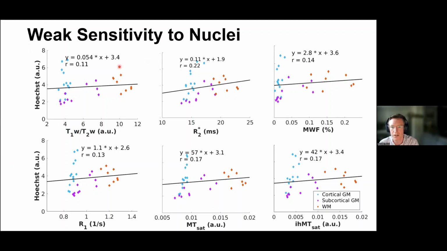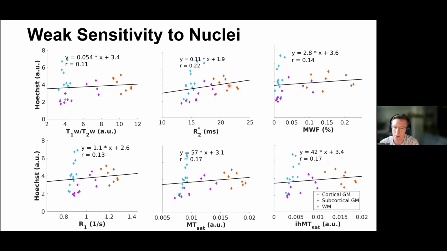Across all of the contrasts acquired, they all had weak sensitivity to nuclei, with R2 star presenting the greatest correlation with 0.22 as a correlation coefficient. So interesting to note here is they're all in the same direction as the myelin correlation. So this could be a potential artifact of spatial colocalization. It'd also be interesting to follow this up with comparison against a neuronal nuclei stain.